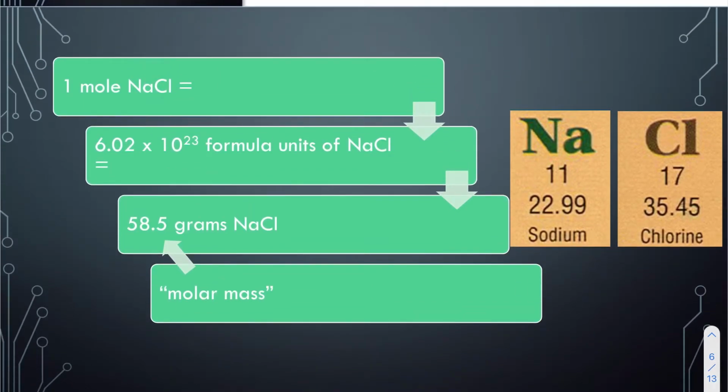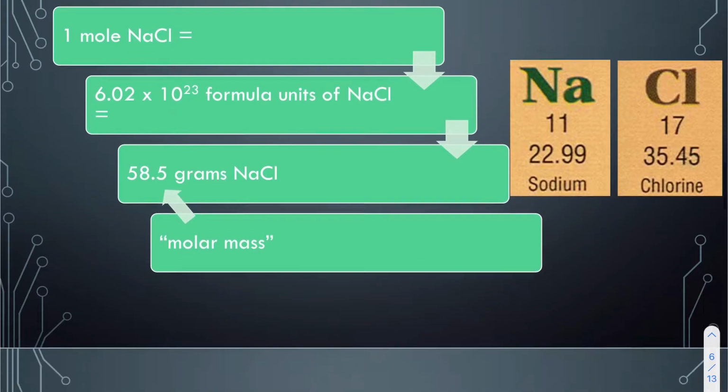So let's take a look at this example. 1 mole of NaCl, or sodium chloride, equals 6.02 times 10 to the 23rd formula units of it. Now that equals 58.5 grams. I get that from adding the molar masses of sodium plus chlorine on the periodic table. This is also known as the molar mass.